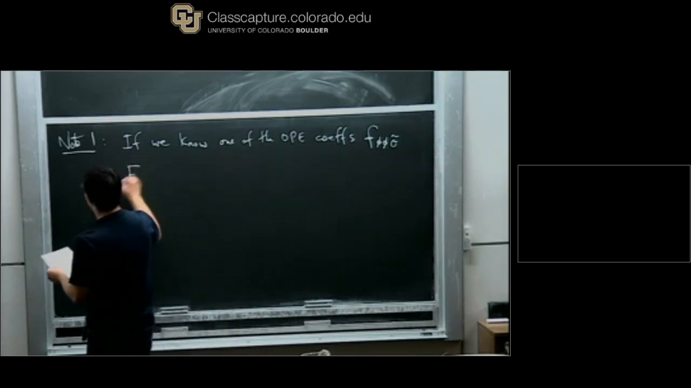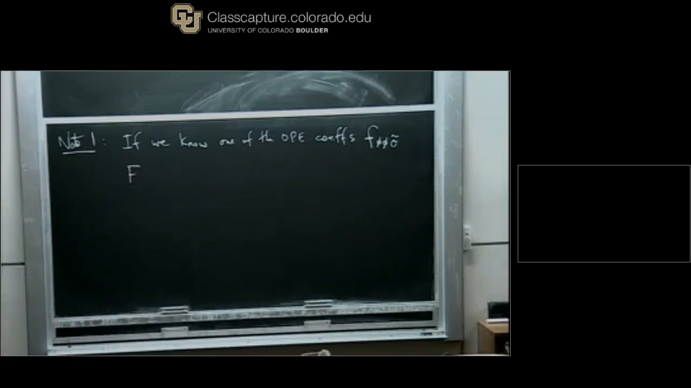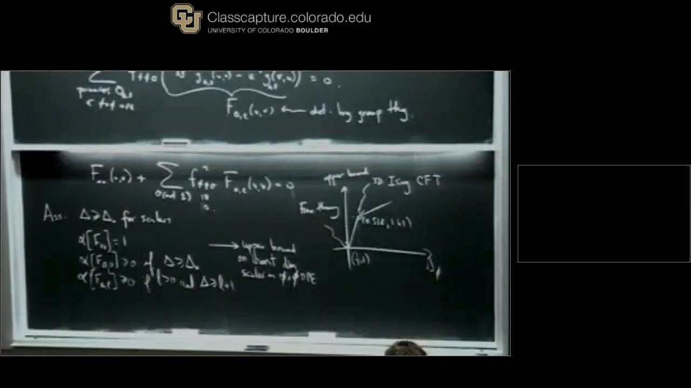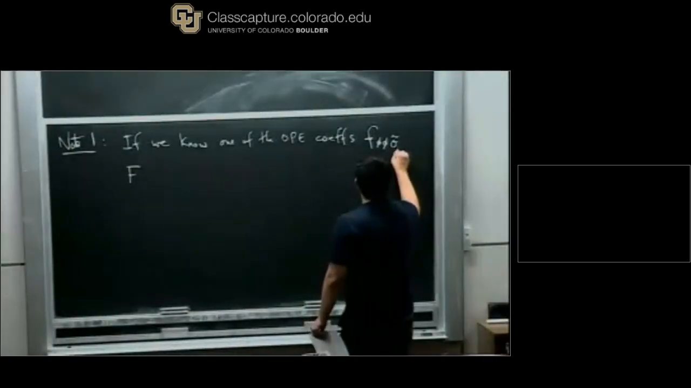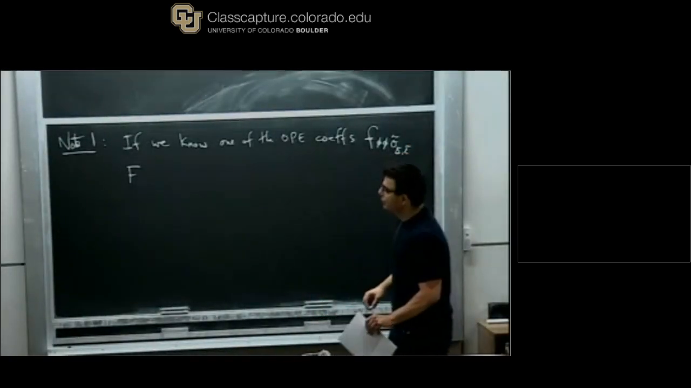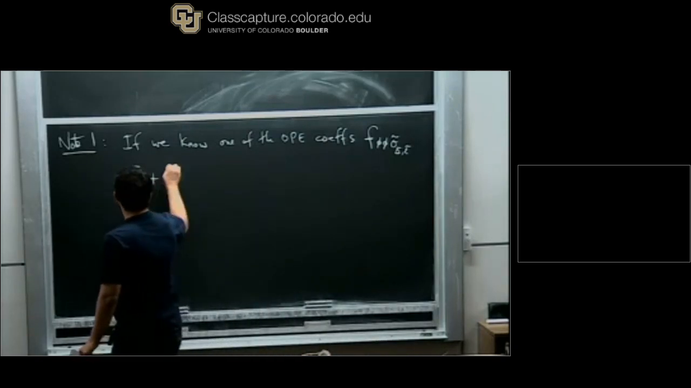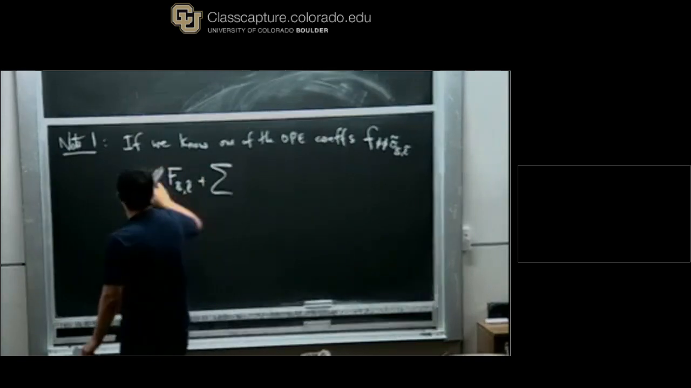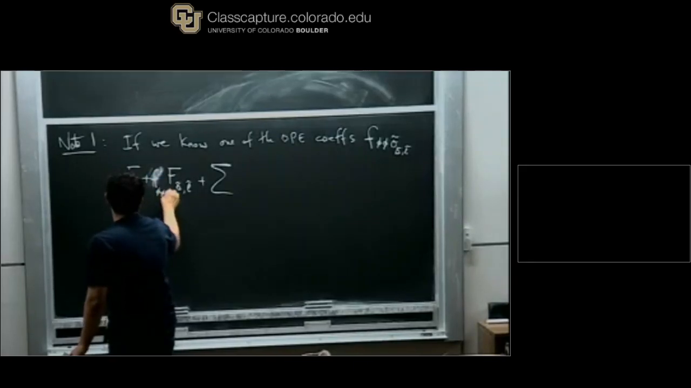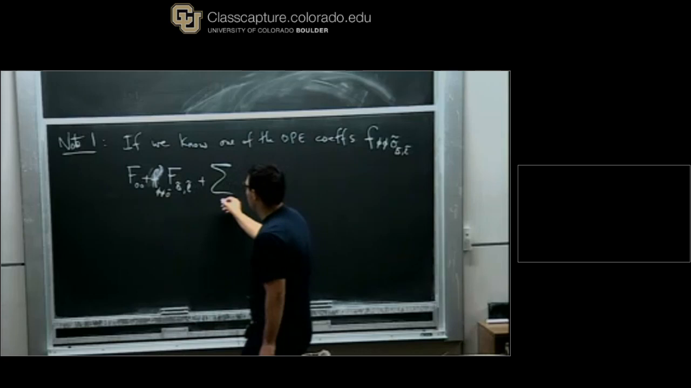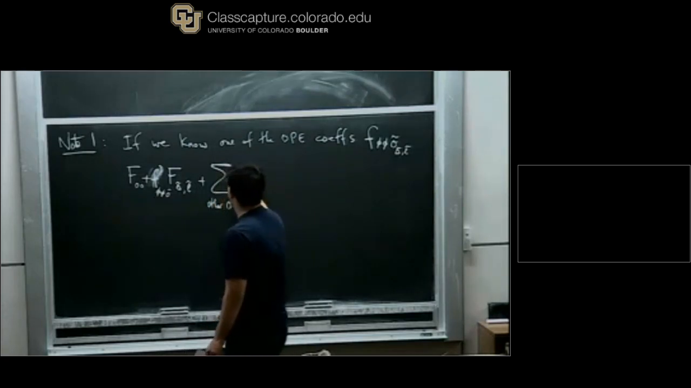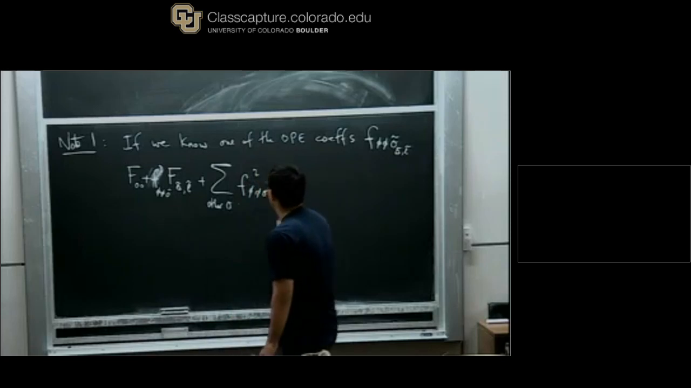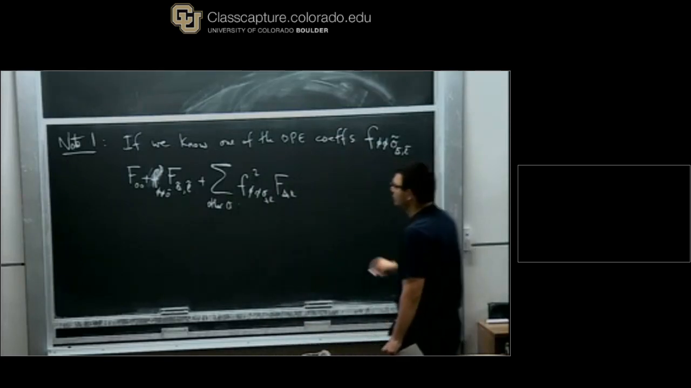So I'm going to rewrite this equation by isolating not just the contribution from the identity, but also the contribution from O tilde. Suppose O tilde has dimension delta tilde and spin L tilde. So F 0, 0 plus F delta tilde L tilde times the OPE coefficient that we know, phi phi O tilde squared, plus a sum over all the other operators, F phi phi O squared F delta L, where delta and L are the scaling dimension and the spin of this operator O, is equal to 0.